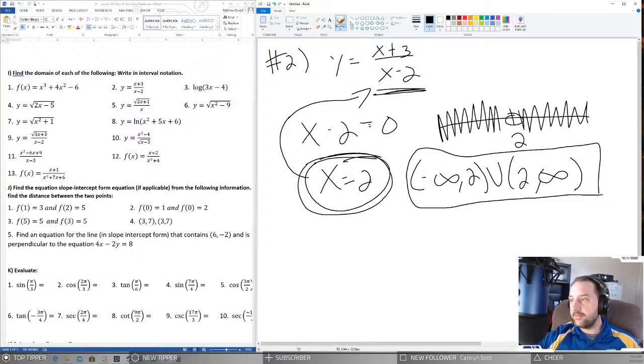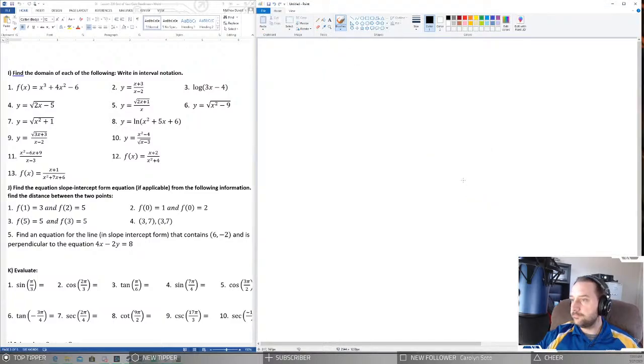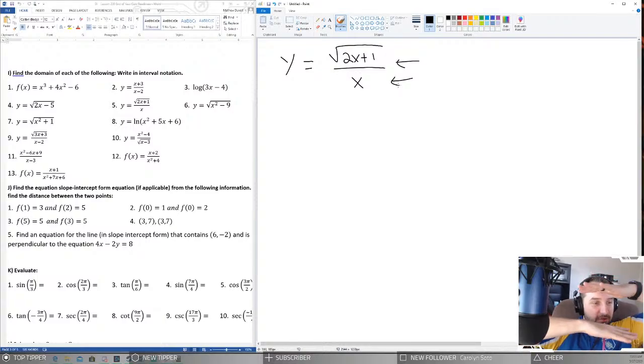Let's look at number 5. So I have y equals the square root of 2x plus 1 over x. So there's 2 things. Square root, can't divide by 0. So I have to think of those as separate, and then I'm going to take those 2 restrictions and overlap them, which is basically finding the intersection of the 2.